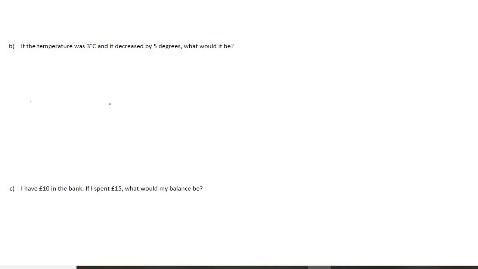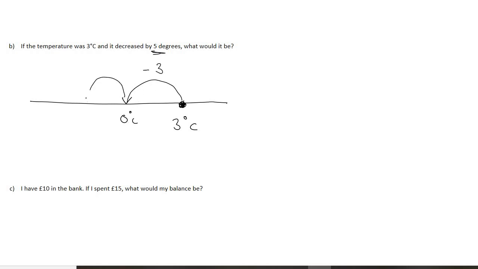It's saying if the temperature was 3 degrees C and decreased by 5 degrees, what would it be? So I'm looking to get smaller now. So I'm going to put my number at the right hand side of this and I'm going to be getting smaller. It's decreasing by 5 degrees, but again, I'm going to split it over 0. So that's going to be taking away 3. But I want to decrease by 5 degrees, so I need to go down 2 more. That's going to take me to -2 degrees C.